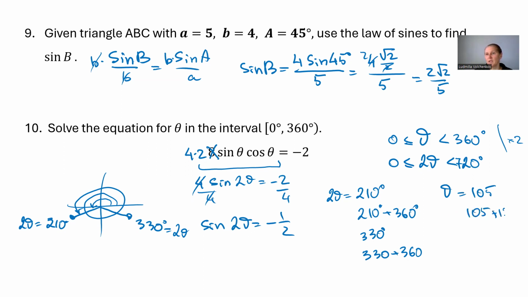105 plus 180, 165, and 165 plus 180. So 4 different solutions. In case we have a quadrantal angle with 1 solution, then for 1 theta there will be 2 solutions. Okay.